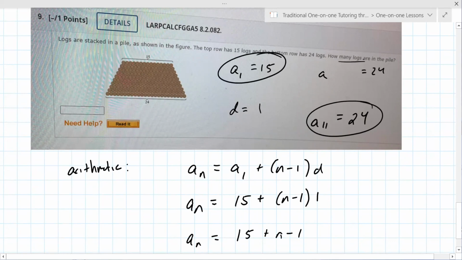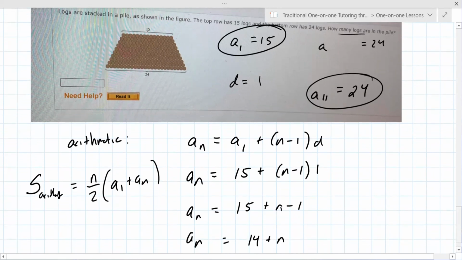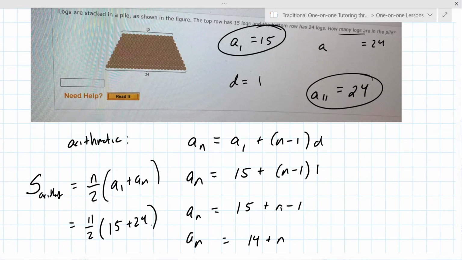We want the sum. So the sum of an arithmetic sequence is n over 2 times a1 plus an. Basically, it's the first plus the last times the number of them divided by 2. That's why we needed to know how many there were in this. So it's 11 over 2 times 15 plus 24. So give that a try and see if it works.